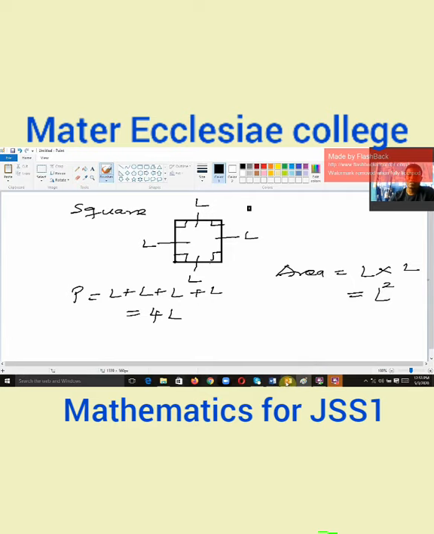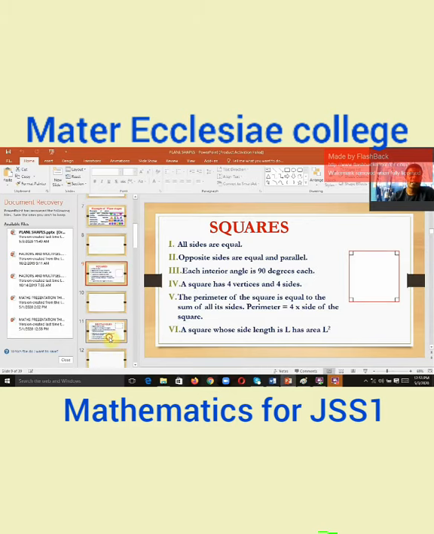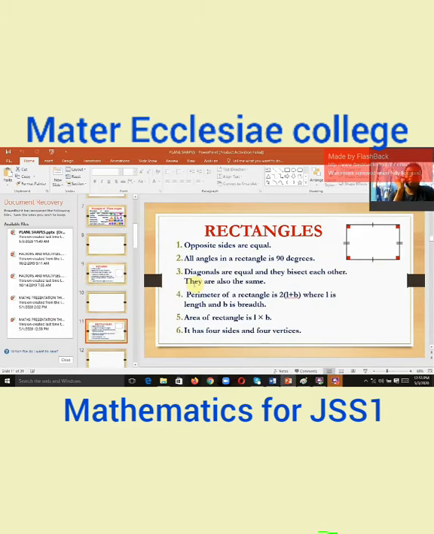Now a rectangle is very similar to a square. In fact, a square is a special type of rectangle. All squares are rectangles, but not all rectangles are squares. So they are very similar. Now let's look at some of the properties of a rectangle.